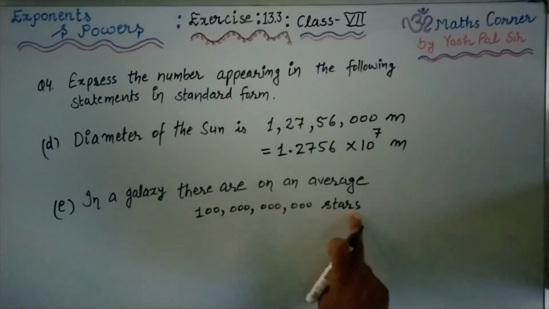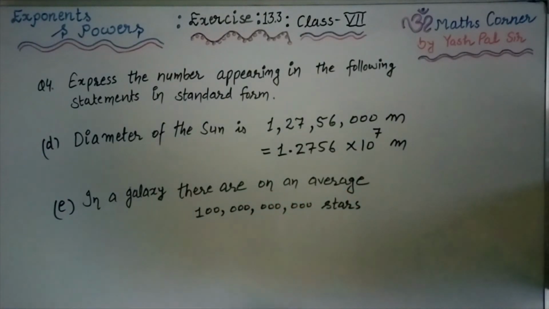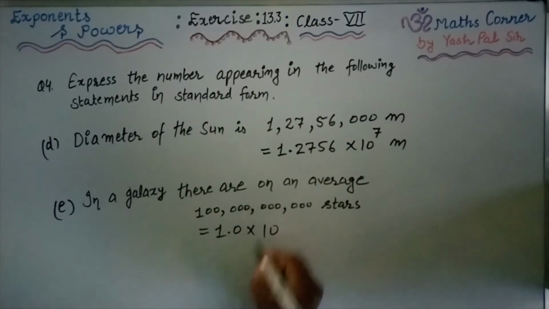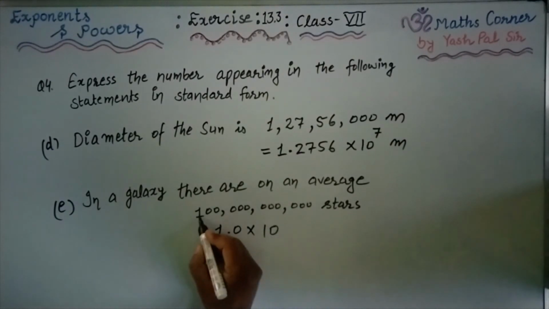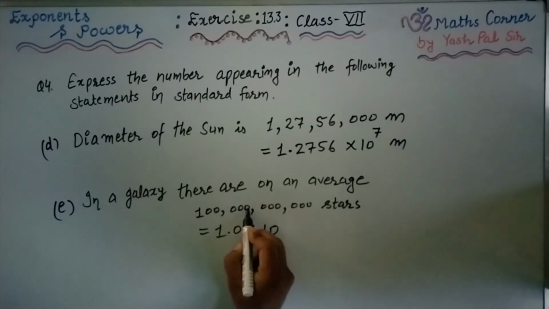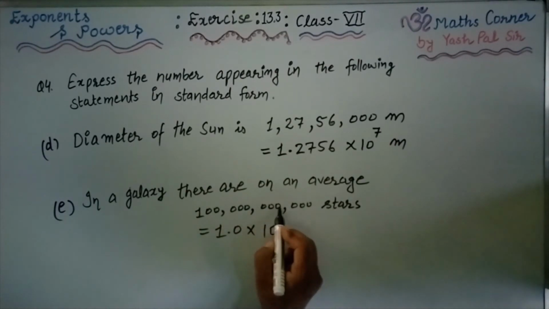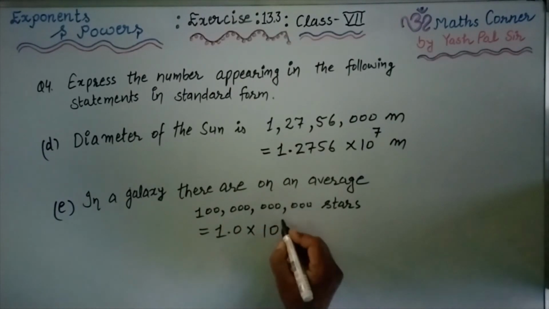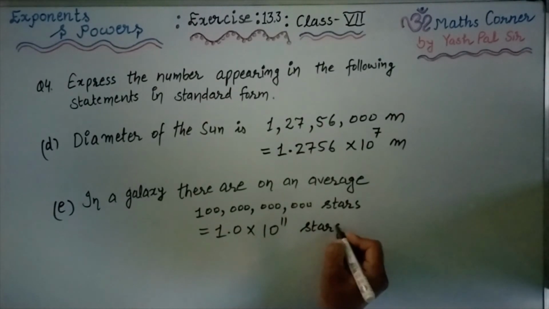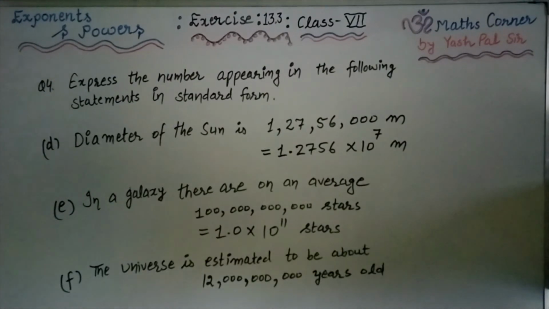Next is E part. In a galaxy there are on an average this much stars. So what is the standard form? 1.0 into 10 raised to power. After 1, count the digits, 1, 2, 3, 4, 5, 6, 7, 8, 9, 10, 11. 10 raised to power 11 stars.